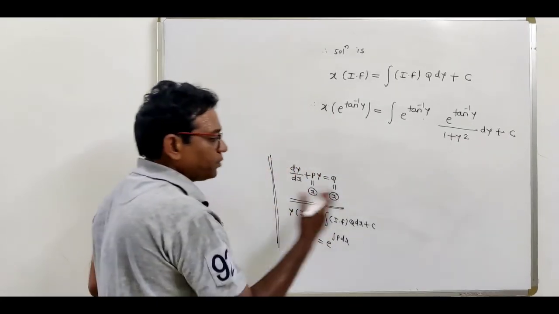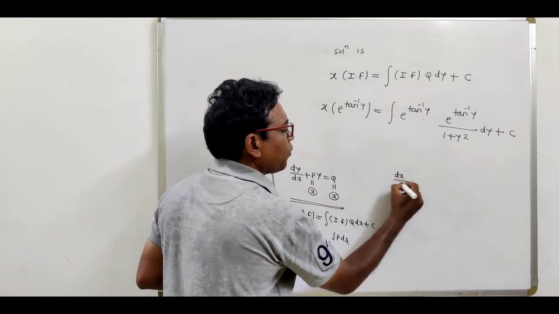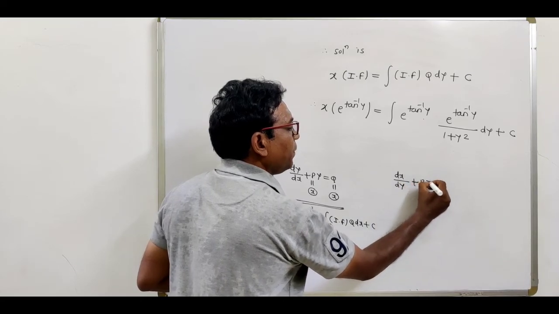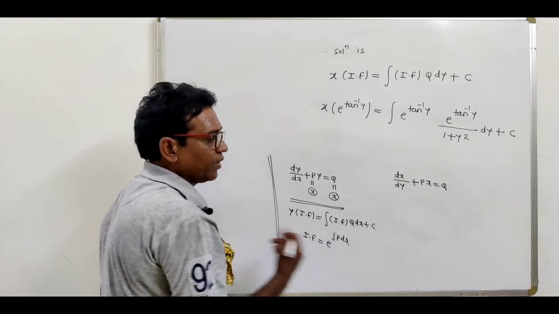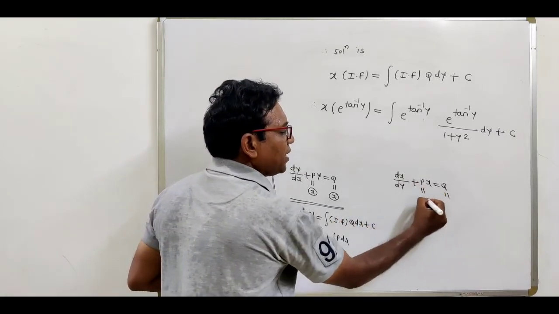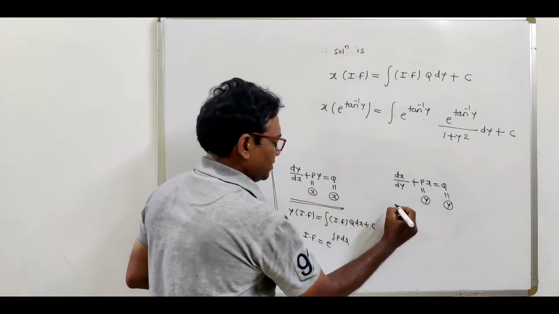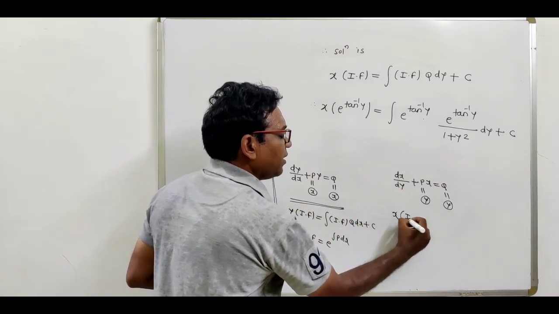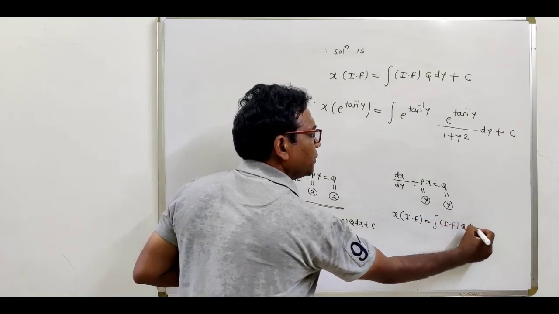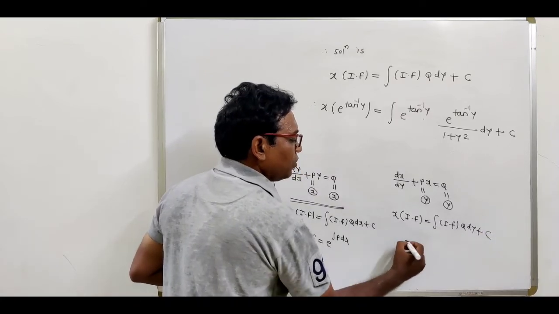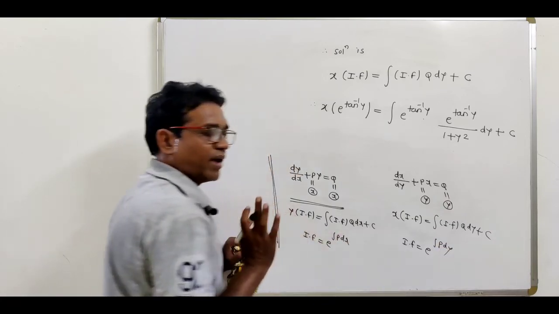Now what is the second form of the linear differential equation? A differential equation of the form dx by dy plus px equal to q. This is again called a linear differential equation, where p and q should be functions of y alone. How to find the solution? It is given by the formula x into integrating factor is equal to integral of integrating factor into q dy plus c, where the integrating factor is given by the formula e raised to integral p dy.